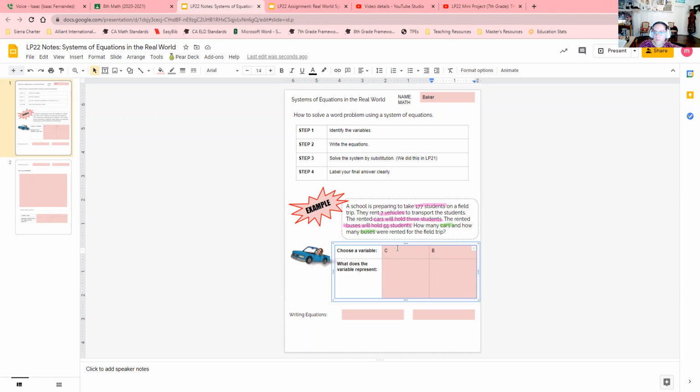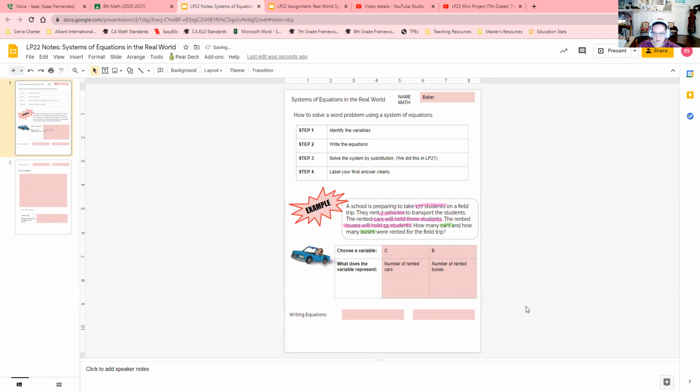Now that we've picked our letters, we want to write what that represents. So C is the number of rented cars. And B, of course, is the number of rented buses. Okay? So now that I have chosen my variables, I have clearly labeled what they mean. We have identified them. Now we want to start building our equations. So you are going to have 2 equations in our problems.